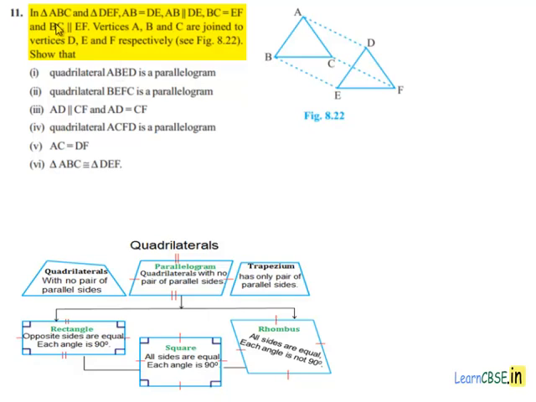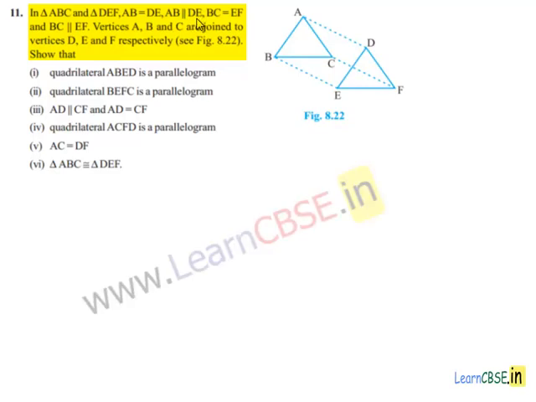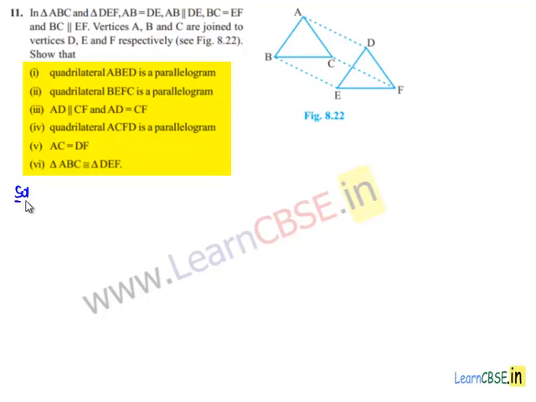Moving on to the 11th question. In triangle ABC and triangle DEF, AB is equal to DE and AB parallel to DE, BC is equal to EF and BC is also parallel to EF. Vertices A, B and C are joined to vertices D, E and F respectively. Show that quadrilateral ABED is a parallelogram, quadrilateral BEFC is a parallelogram, AD parallel to CF and AD is equal to CF, quadrilateral ACFD is also a parallelogram, AC is equal to DF, and sixth, triangle ABC is congruent to triangle DEF. Now in order to prove this, let us move on to the solution.